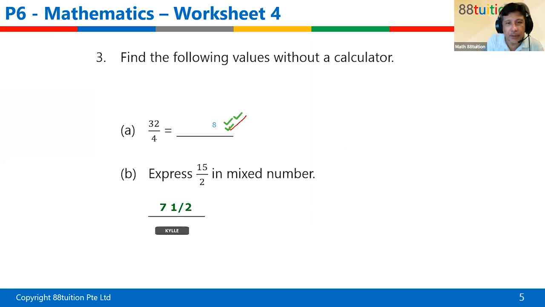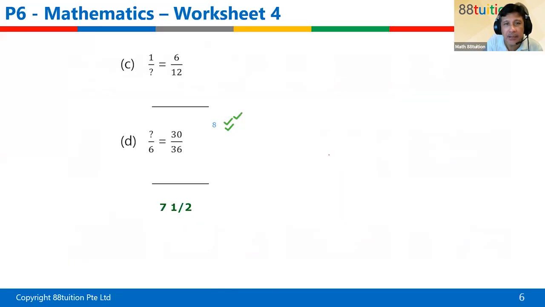Seven and a half is correct. Well done. Okay, now where's my pen? My pen has dropped to the bottom. Okay, good job. So from here, let's move on. We have some more of this.